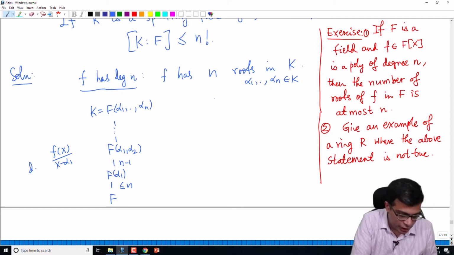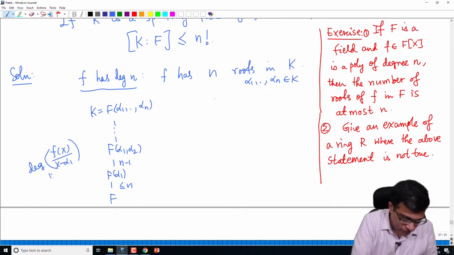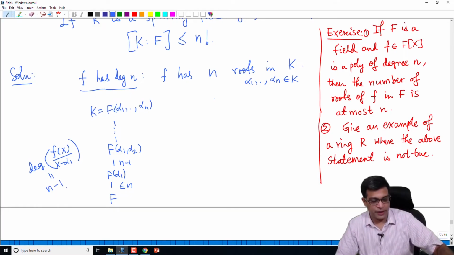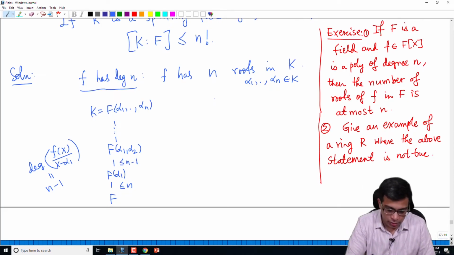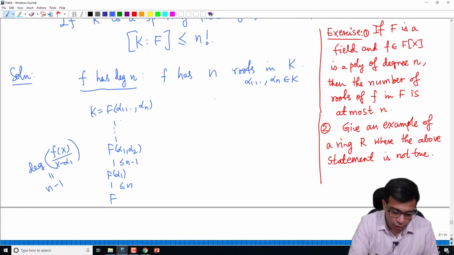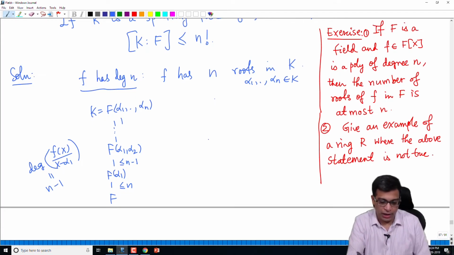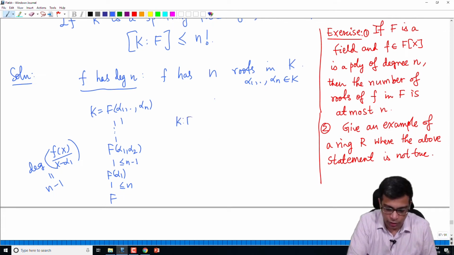And this will have degree, remember, n minus 1, because f has degree n. You are removing one linear factor, so this is at most degree n minus 1. It could be smaller than that, so it's less than or equal to that. And all the way down to 1. So if you multiply this, the degree of K over F is less than or equal to n times n minus 1 times n minus 2 all the way up to 2 and 1.